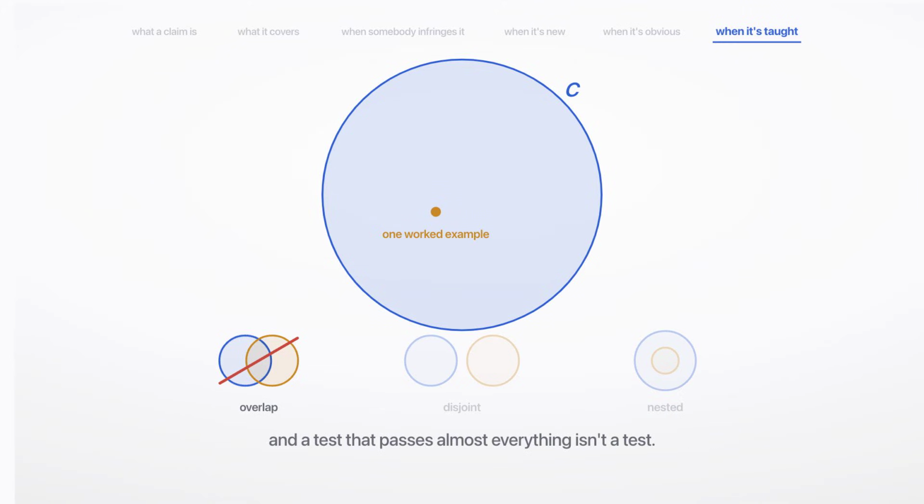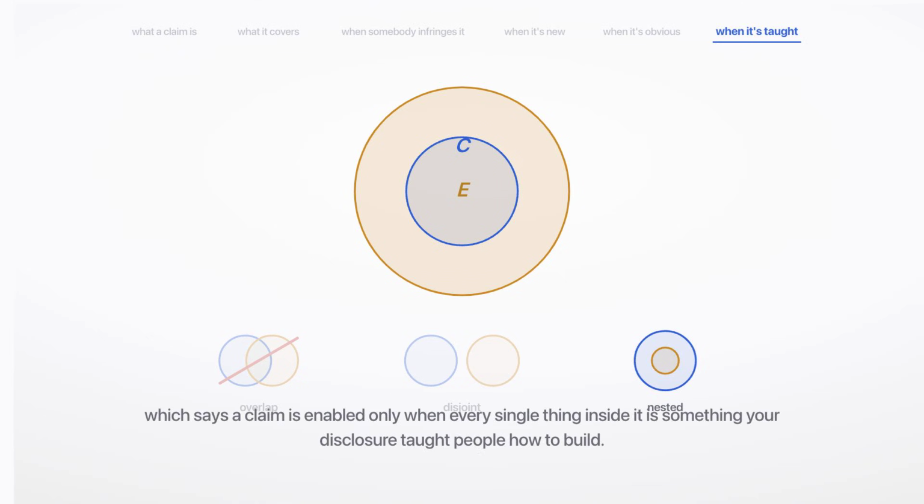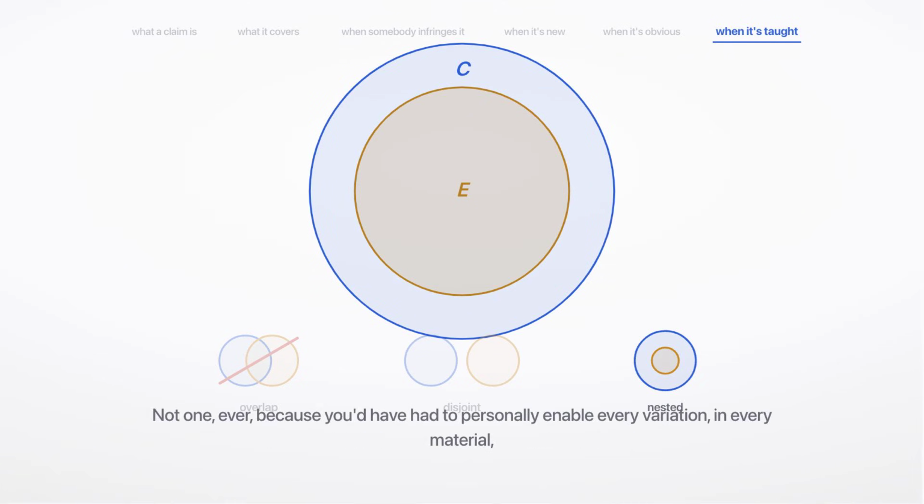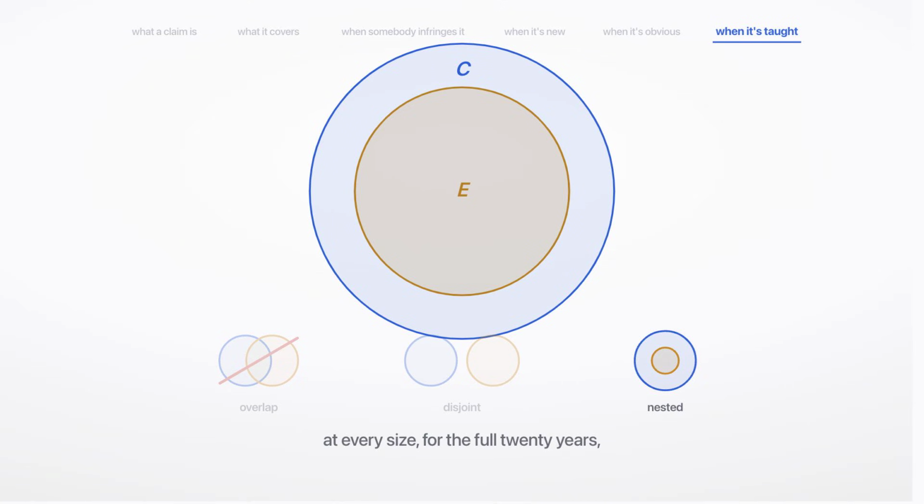So try the other one, which says a claim is enabled only when every single thing inside it is something your disclosure taught people how to build. And no patent that's ever been granted satisfies that. Not one, ever, because you'd have had to personally enable every variation in every material, at every size, for the full 20 years, including the ones nobody's going to think of for another 3 decades.